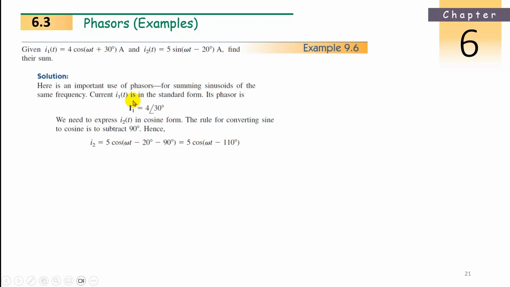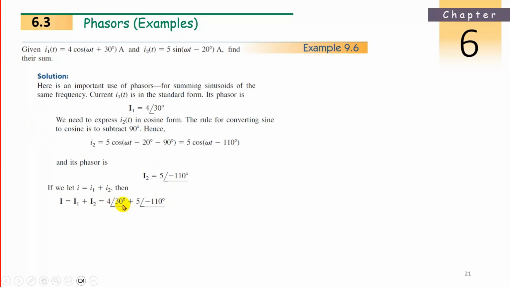So I1 in phasor form is 4 at an angle 30 degrees, and I2 is 5 at an angle minus 110. Now what does he want? The sum. We just have to add these two: I equal to I1 plus I2, that is 4 at an angle 30 degrees plus 5 at an angle minus 110 degrees. Can we add directly? No. We need rectangular form. Addition and subtraction are always done in rectangular form, not in polar form.